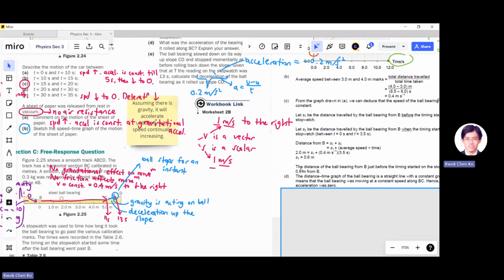But you must know how to process all the information. Okay, the answer is 0.2 meters per second squared. So no negative? No, because they use the word deceleration. So that's the tricky part. Okay, good. We'll go through the answers next week.